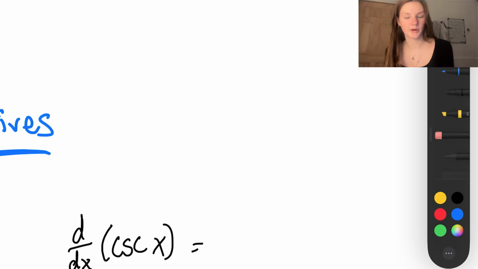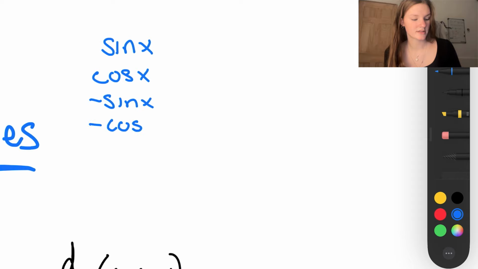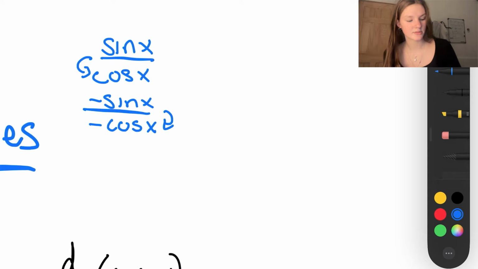Okay, so for cosecant and sine, the way to remember it is it goes sine of x to cosine of x to negative sine of x to negative cosine of x. So say you were trying to find the derivative of sine of x, you would just do the one below it. If you're trying to find the derivative of negative sine of x, it's the one below it.